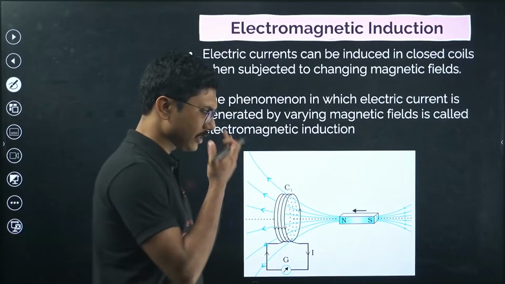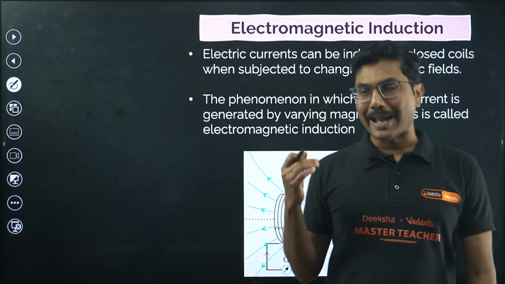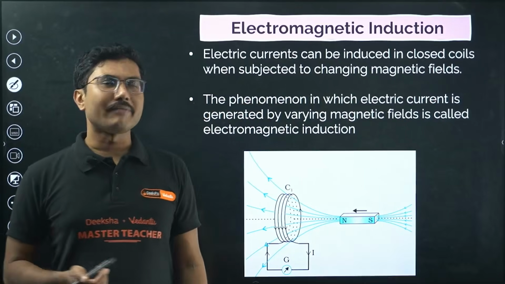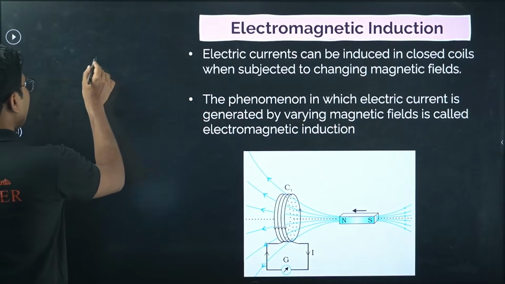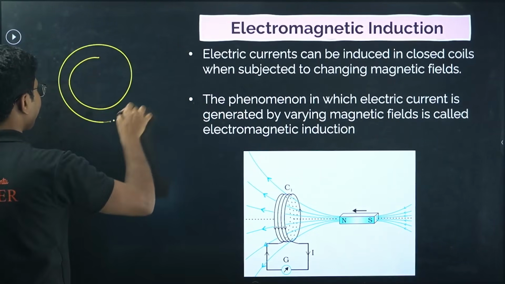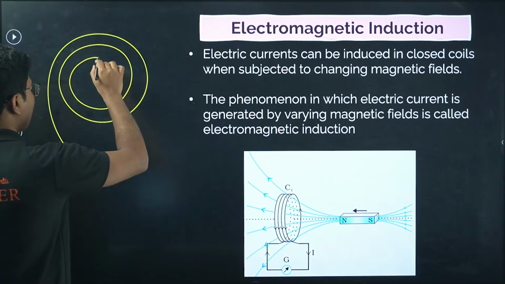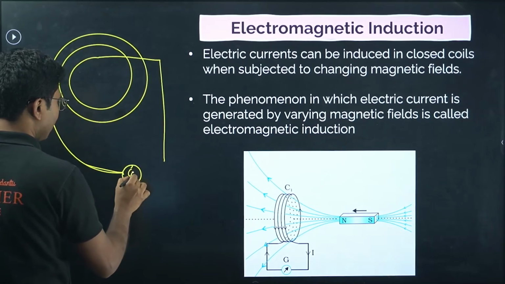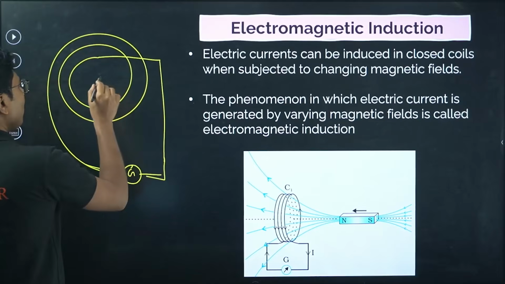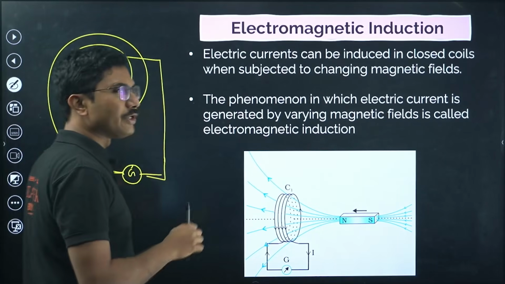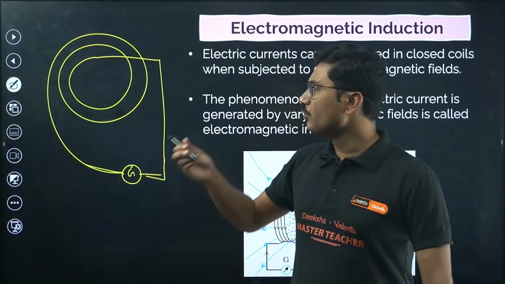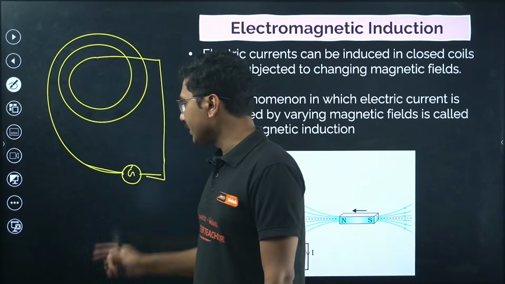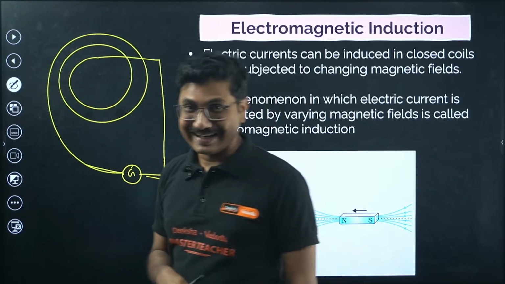So what is induction basically? Suppose you have a magnet, and you have a coil. Coil means a wire. You have made some connection like this, and then you have connected it across a galvanometer. Now if you move the magnet towards and away from this coil, what you will observe is that the galvanometer is deflecting.